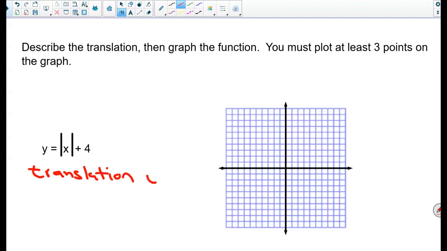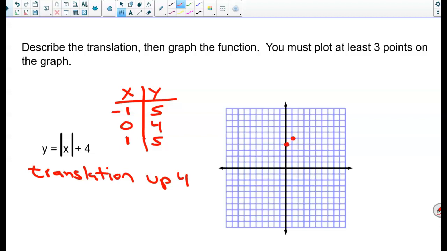Here, my translation is simply up 4. There's no movement right or left here. My vertex here is going to be 0, 4. So I pick an x below 0 and above 0. Absolute value of negative 1 is 1, 1 plus 4 is 5. Absolute value of 1 is 1, 1 plus 4 is 5. And I plot the 3 points. 1, 2, 3, 4, 0, 4. 1, 5, negative 1, 5. And it creates a V.